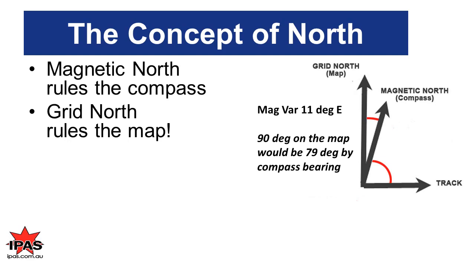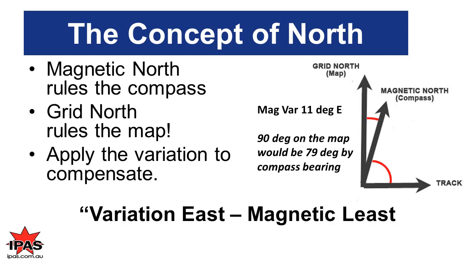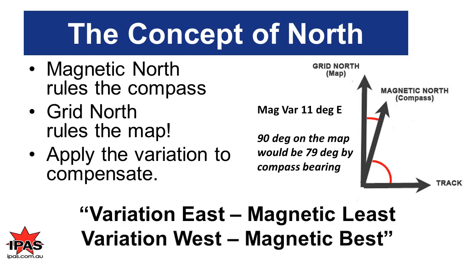And so within aviation, they've come up with a different saying, and this is it. Variation east, magnetic least. Variation west, magnetic best. And all that means is if you are in the east and if your variation is to the east, like in this diagram here where our magnetic variation is 11 degrees east, then the magnetic bearing or track that you want is going to have to be subtracted from the true or the grid north.